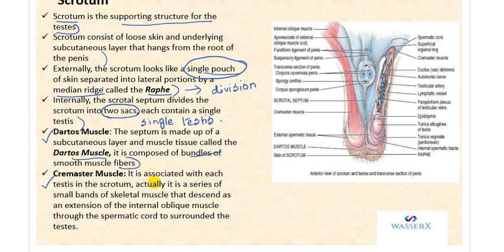Okay, and what is the cremaster muscle? It is associated with each testis in the scrotum. Actually, it is a series of small bands of skeletal muscle that descend as an extension of the internal oblique muscle through the spermatic cord to surround the testis. So basically, there is the dartos muscle. Can you see this diagram? And what the cremaster muscle basically does is it helps in the descent of the scrotum.